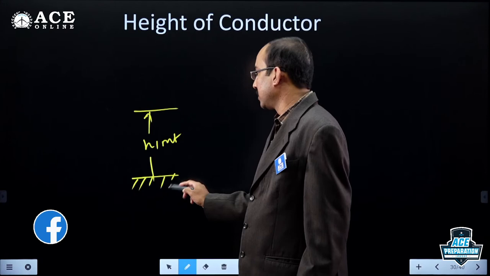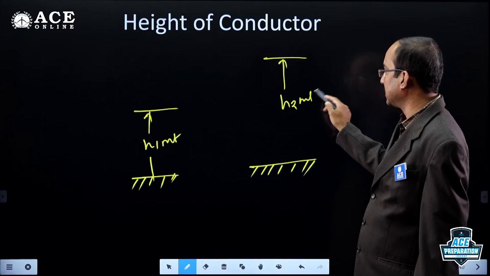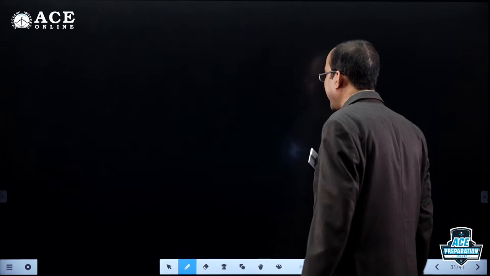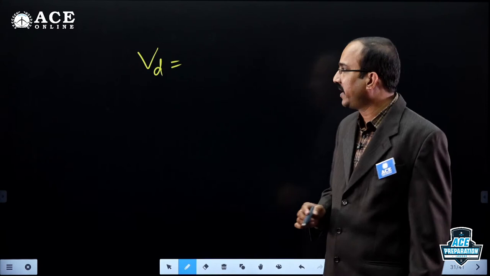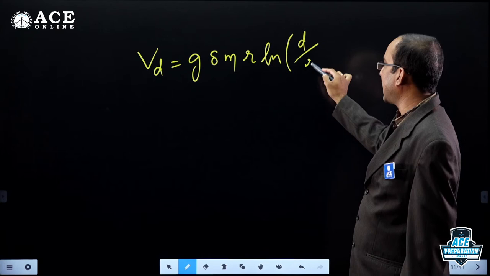And let us take the second case where the height of the conductor to ground is more, h2 meters. Here the corona loss will be less, let us observe. So what about the critical disruptive voltage? How do you write the critical disruptive voltage Vd? Vd is g into delta into m into r into ln of D by r.